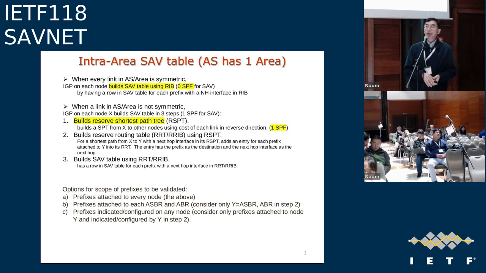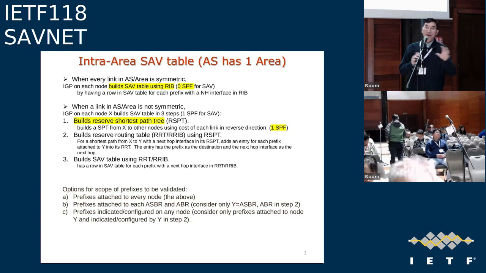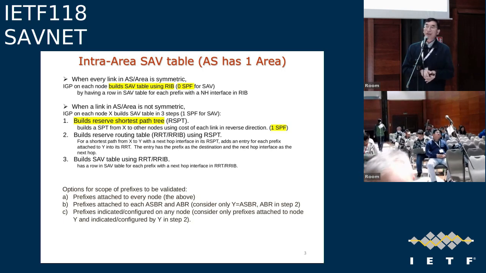So this page shows how we build the SAVI table for the special case, which is one area. If every link in the area is symmetric, then we just copy the routing table to the SAVI table. That's very fast. No extra shortest path algorithm is needed. The tables are the same, but the semantics is different. In the SAVI table, the prefix is the source address of the packet. The interface is the incoming interface of the packet.